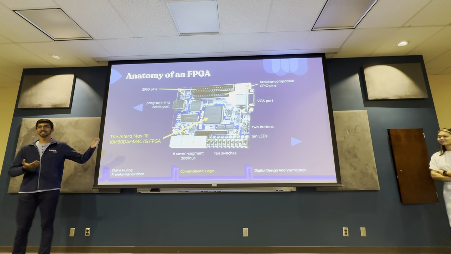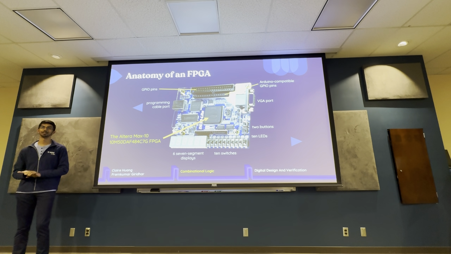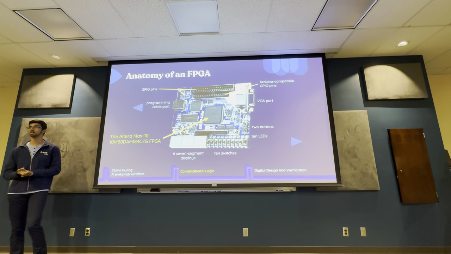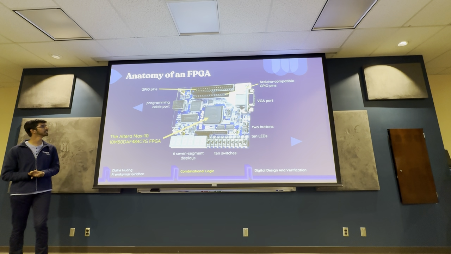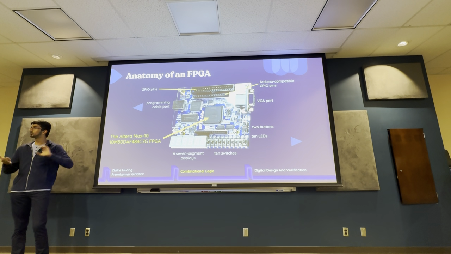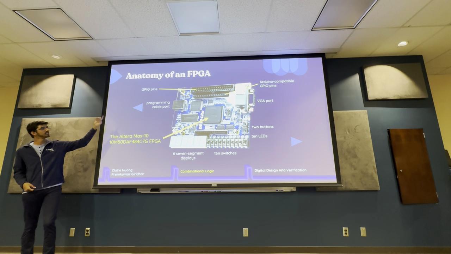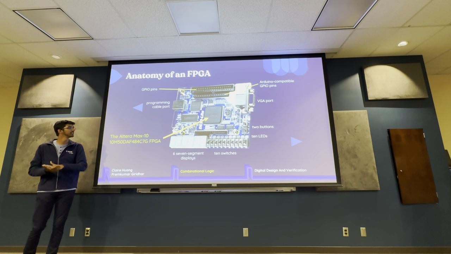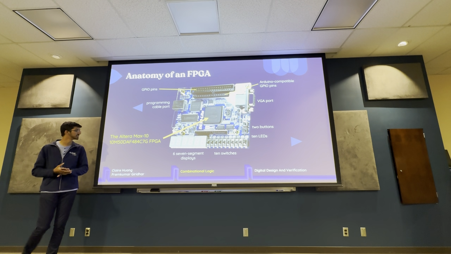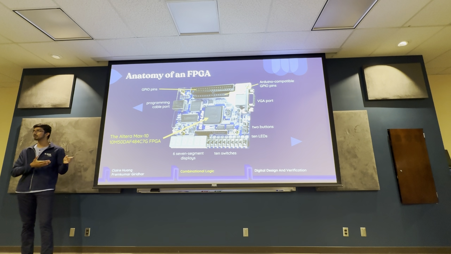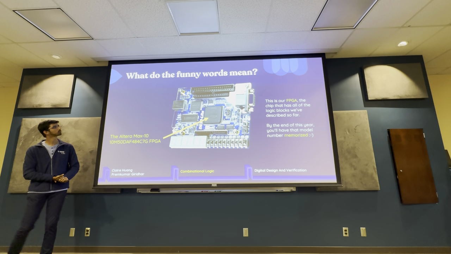On these FPGAs, which have like, I don't know, 50,000 logic blocks, as I said earlier, a ton of resources basically, there are a variety of different ways that you can connect these FPGAs to other peripherals. So for example, at the top we have GPIO pins, a VGA port over there for your display, some buttons, LEDs, switches, and 7-segment displays, and we'll talk about all of those in a little bit more detail now.